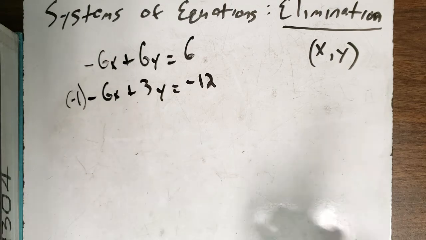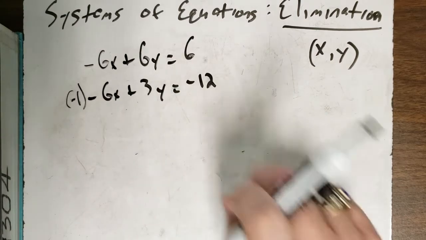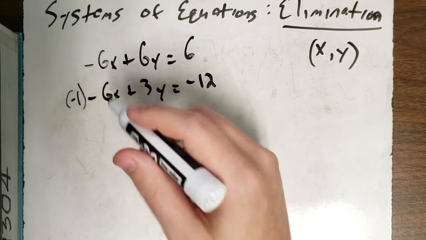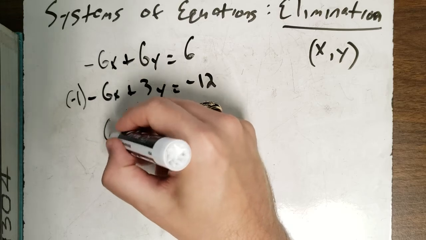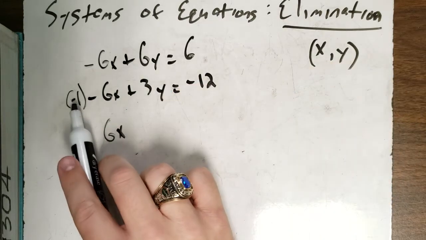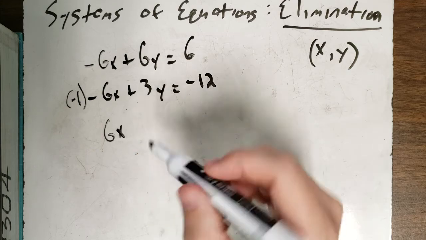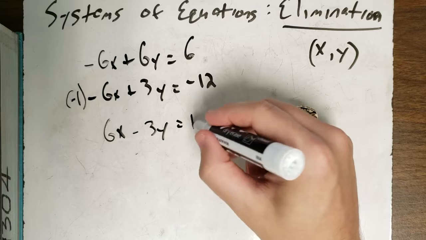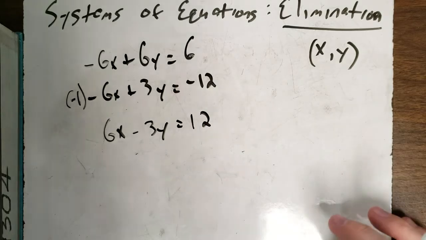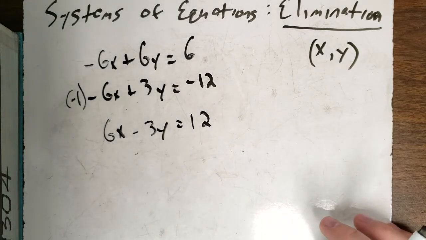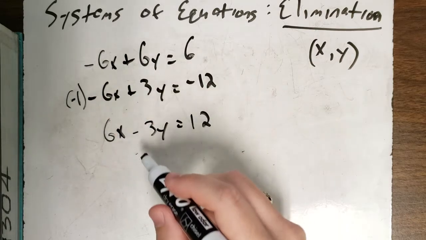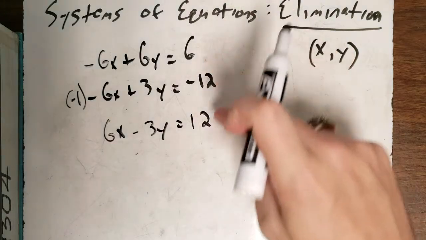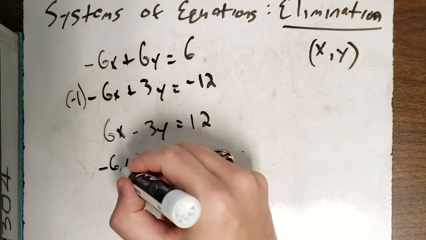But I can't just multiply this. I have to multiply all the things. So go ahead and multiply all the things. Negative 1 times negative 6x is positive 6x. Negative 1 times 3y equals a negative 3y. And negative 1 times negative 12 equals a positive 12. So now at this point, we don't need this one. Let's bring this top one down underneath it, let's just rewrite it.